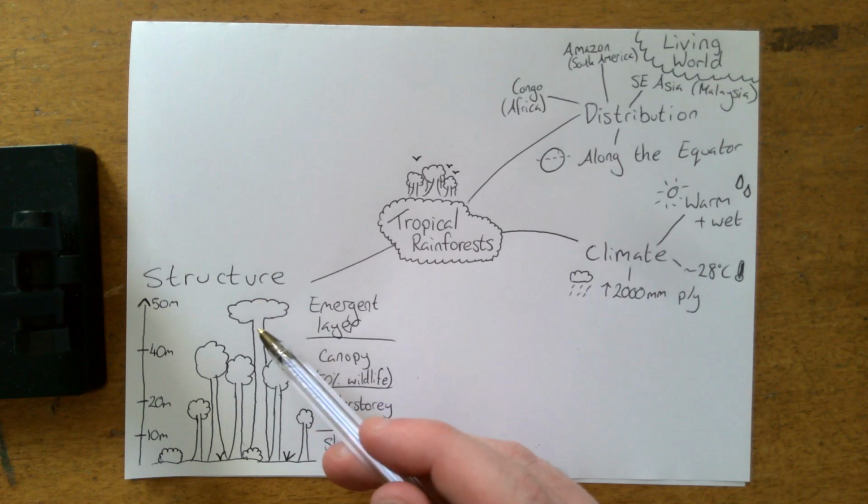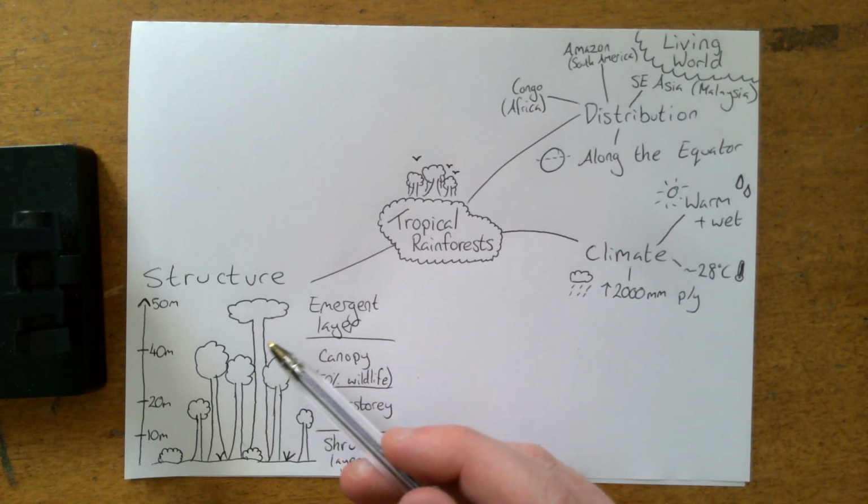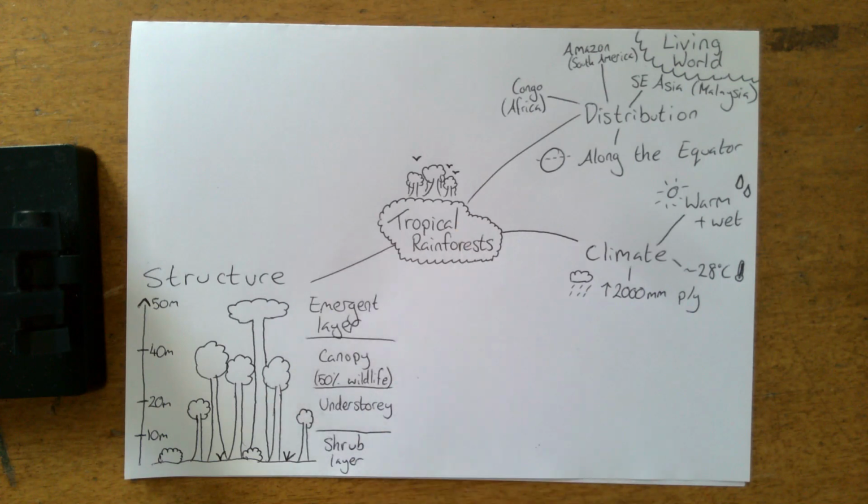Animals live up here. They'll live alongside on the bark of the tree. They'll even live inside of it. Okay, these are huge trees up in here in the emergent layer.